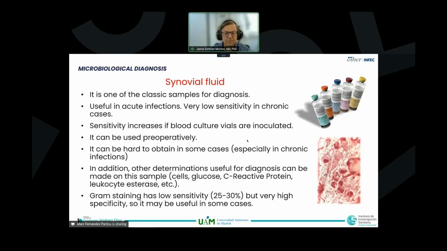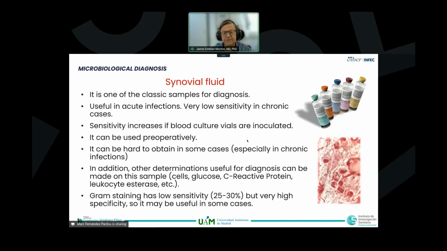It is very important because in some cases it can be obtained easily, but in other cases it is less useful because it can be hard to obtain the sample, especially in chronic infection. Dry taps can appear, especially in chronic infections. But this is a very important sample, and probably can be used in all cases if possible.